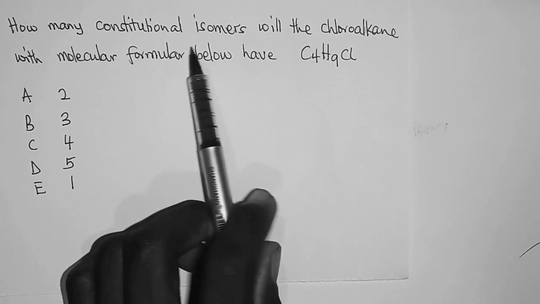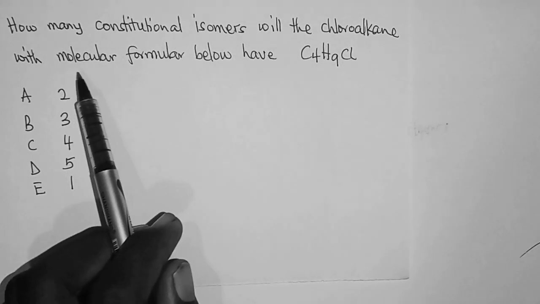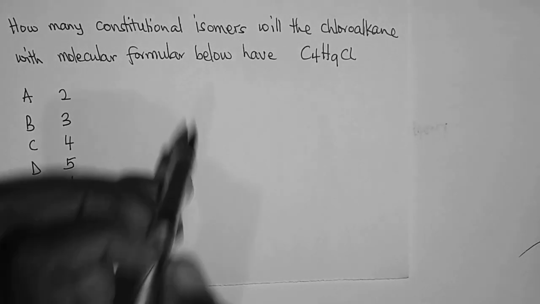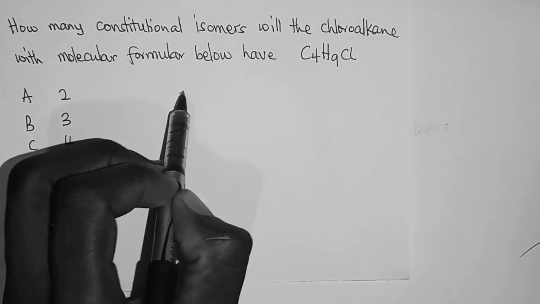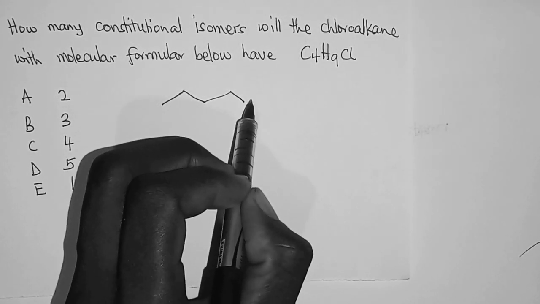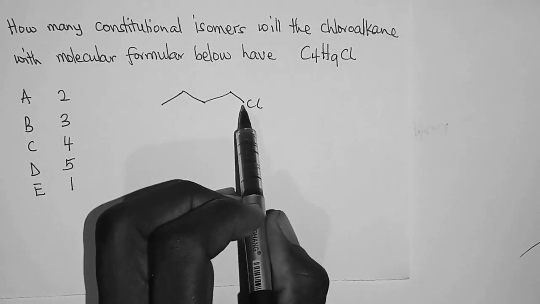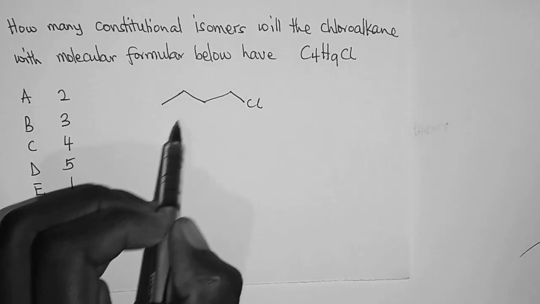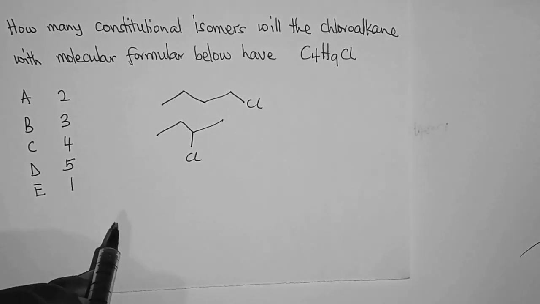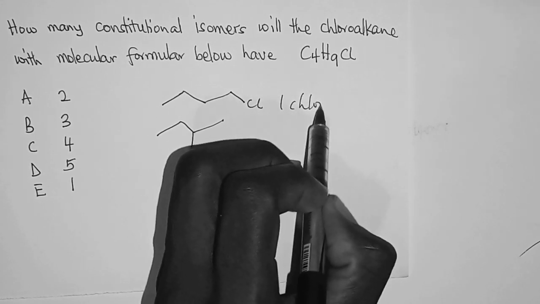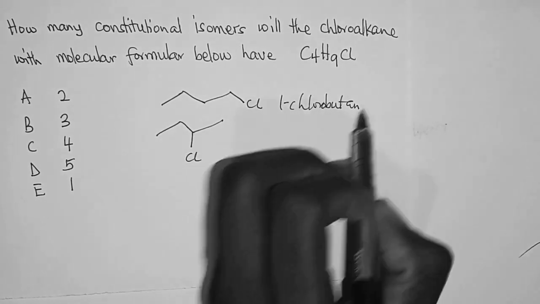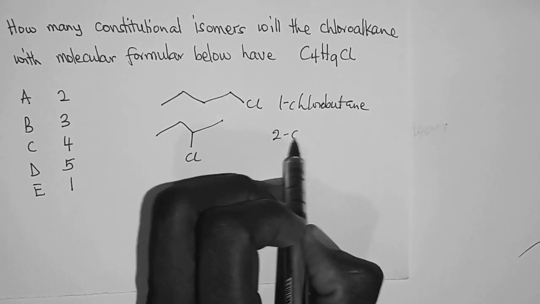How many constitutional isomers would the chloroalkane with the molecular formula below have? That is chlorobutane. So let's try and draw it. This is butane. So this one is 1-chlorobutane. Now we can move this chlorine to carbon number 2, and we'll get 2-chlorobutane. So here's 1-chlorobutane, and then this one is 2-chlorobutane.